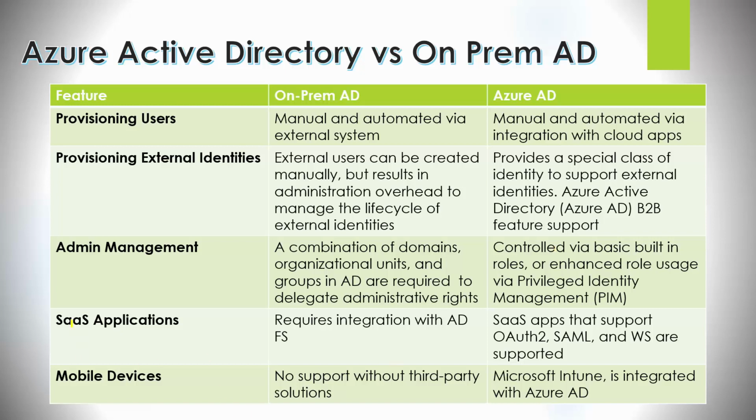Moving on to SaaS applications down here, with the on-premise AD, it requires integration with ADFS, and with Azure AD SaaS apps that support OAuth 2, SAML or WS authentication can be integrated to use Azure Active Directory for authentication. And then the last one here is mobile devices. Now for on-premise Active Directory, there's no support without third-party solutions. And with Microsoft Azure AD, you can use Microsoft Intune, which is integrated with the Azure Active Directory service. And Microsoft Intune, by the way, is Microsoft's mobile device management solution.